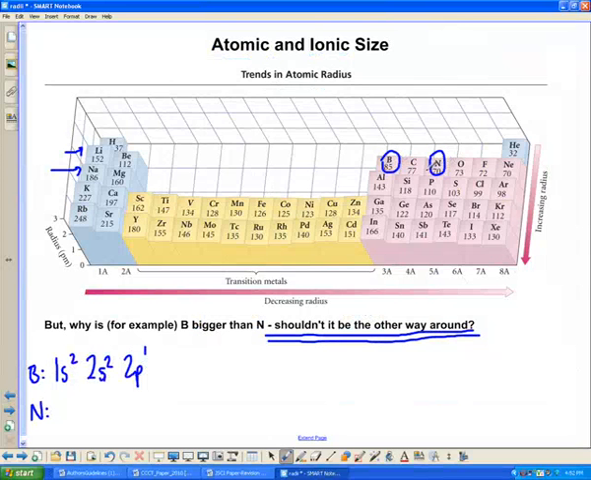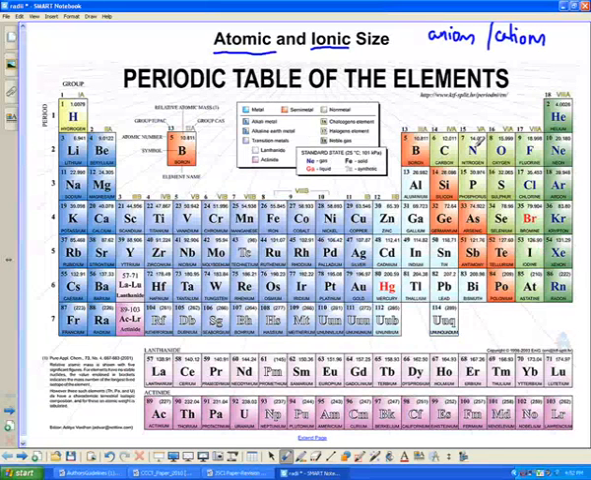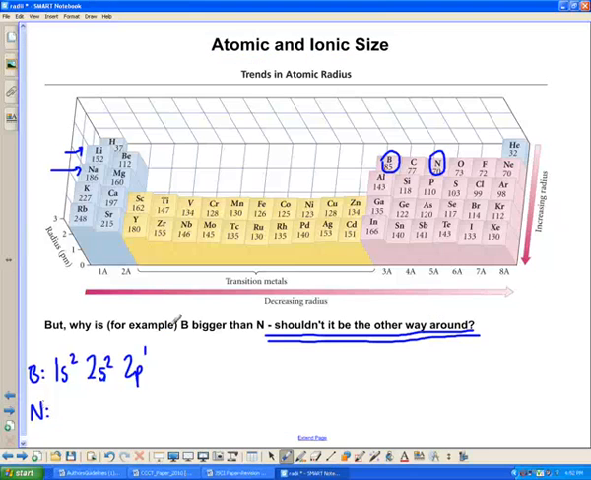Now when we look at nitrogen, nitrogen only has 2 extra electrons. And if we just go back here, we know nitrogen is here. 1s2, 2s2, 2p1, 2p2, 2p3. So we end right there, halfway through our p block. So therefore, 1s2, 2s2, 2p3.